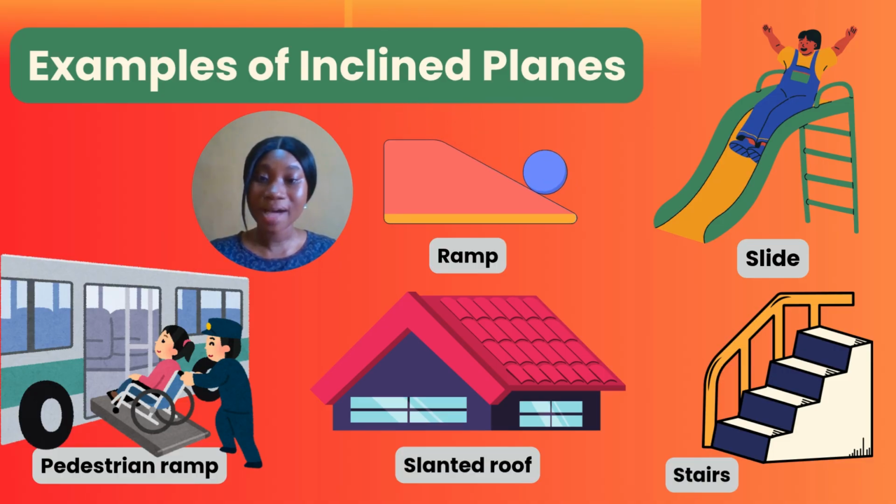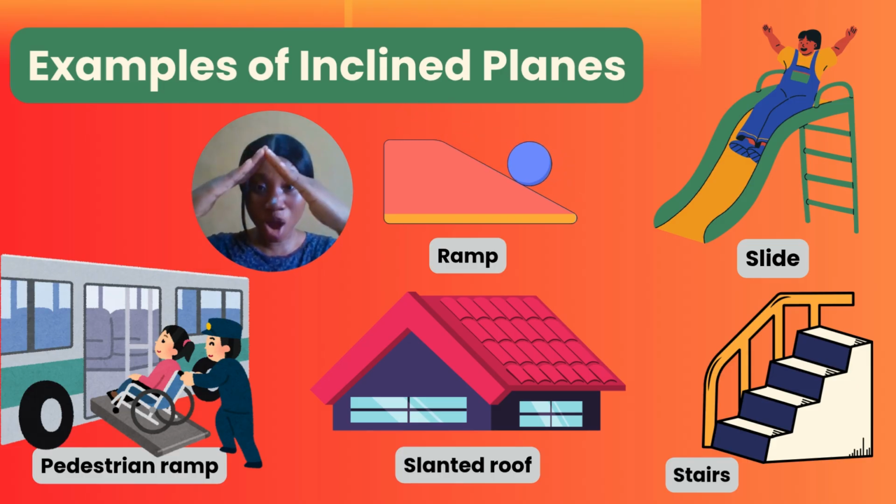Another example we have is your pedestrian ramp. Now that pedestrian ramp is very useful for those on wheelchairs. It helps them to move up and down a building or a place, instead of making use of the stairs, because the stairs are very difficult and uncomfortable for them. So you have a pedestrian ramp that is constructed specifically for them. You can see it's easy for them to move their tires up and down that pedestrian ramp.